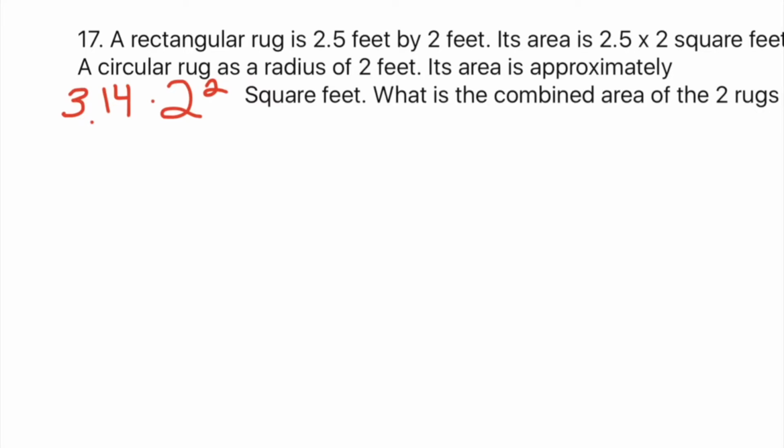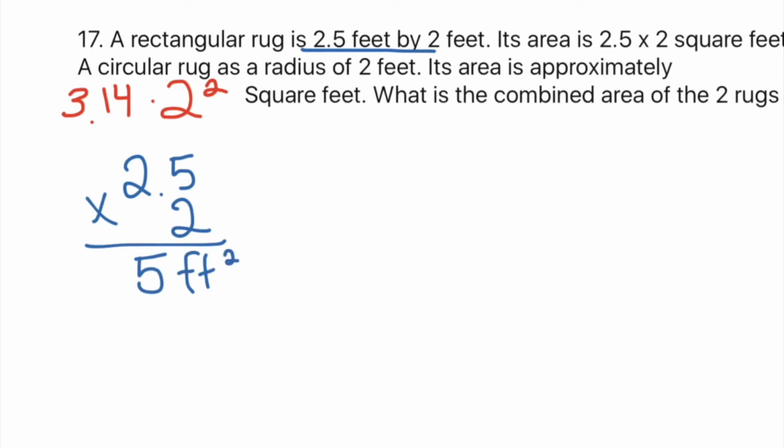Number 17, a rectangular rug is 2.5 feet by 2 feet. Its area is 2.5 times 2 square feet. A circular rug has, another typo, a radius of 2 feet. Its area is approximately 3.14 times 2 square feet. What is the combined area of the two rugs? So not too bad, we just have to find the area of each one. So let's start with our rectangular rug, which is 2.5 times 2. That's going to be 5 feet squared.